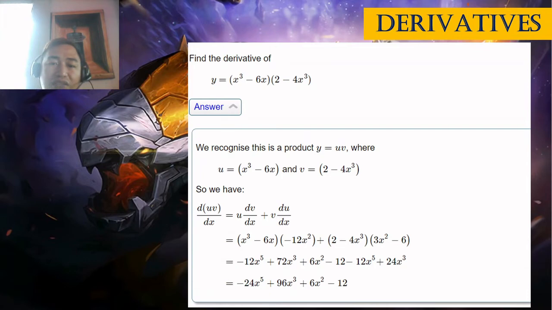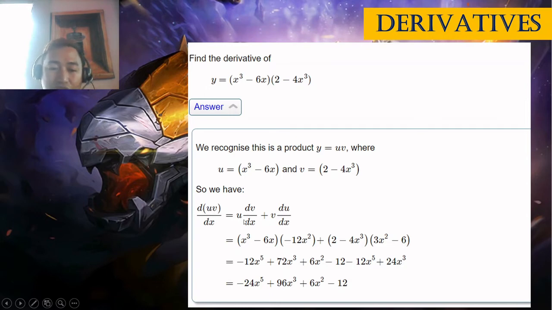Okay, find the derivative of y is equal to the given function. This is a product, right class? So we let u and v: u is the f of x and v is the g of x. That's another way of writing it. So the derivative of y, which is equal to uv, is the derivative of uv over dx, like h prime of x.